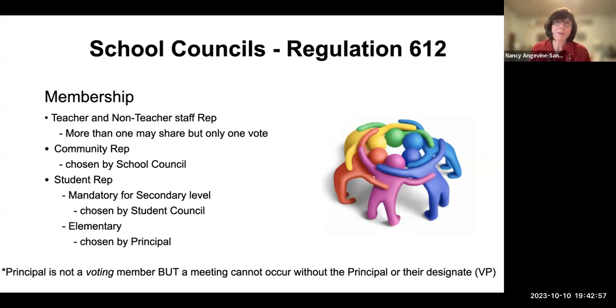The last person is the principal. The principal is a member of the council, but they are not a voting member. They cannot vote. They're there to give you advice, to give you information. But even though they're a non-voting member, a meeting cannot occur unless the principal or their designate, usually the VP, is in attendance. If they aren't in attendance, or if you don't have quorum, you can meet and talk and discuss things, but you can't make any decisions. You can't have any votes.